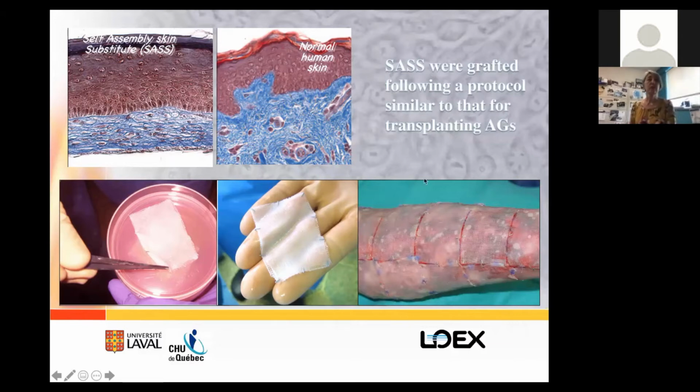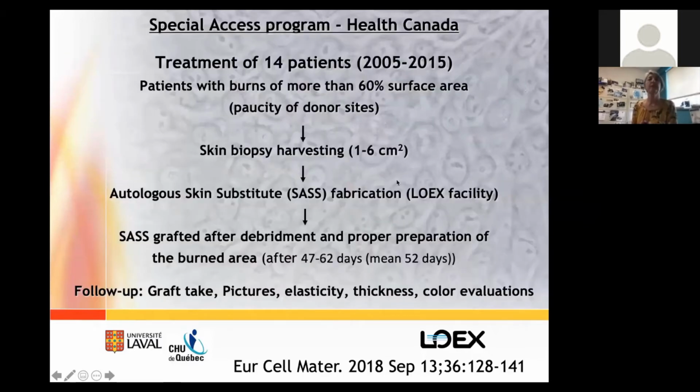For the surgeons, the thing that is very interesting is that the skin substitute can be grafted following a protocol that is exactly similar to the one they use for autograft transplants. So this is very interesting for them because they do not have to learn a new method to operate.